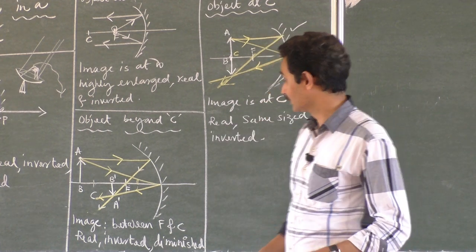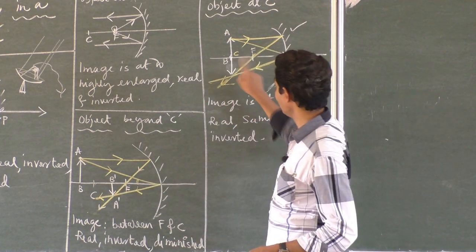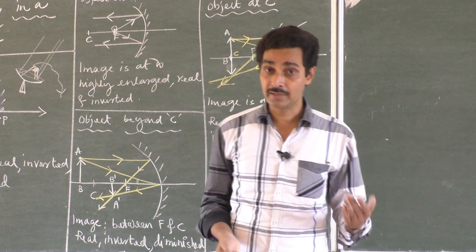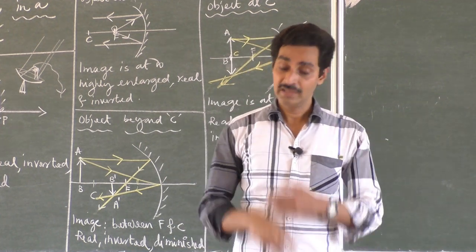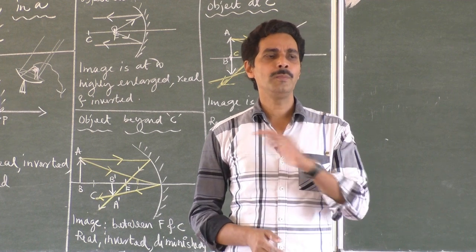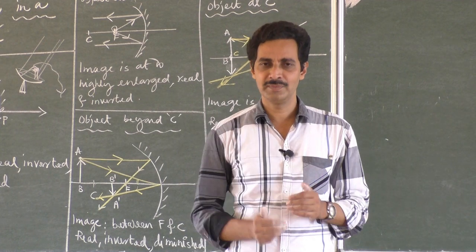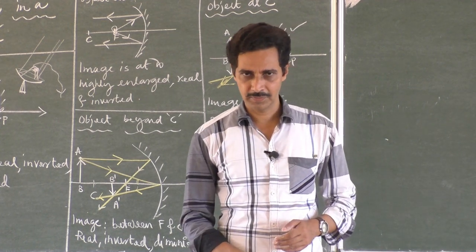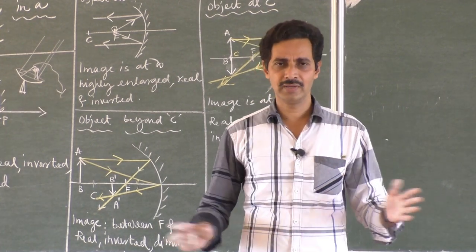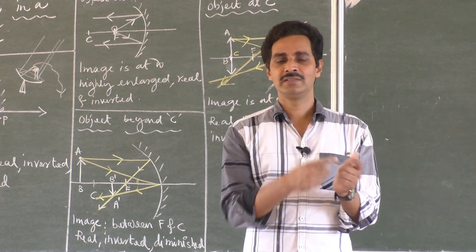Okay, now when the object is beyond C, the image is between F and C, right? When the object is at C, the image is also at C. This is a particular case. Even if you consider a plane mirror, no other mirror produces a real image of the same size when the object is kept at a certain distance from it. Only a concave mirror can produce a real, inverted image of the same size.